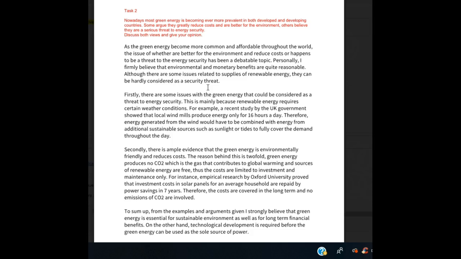requires certain weather conditions. For example, a recent study by the UK government showed that local windmills produce energy only for 16 hours a day. Therefore, energy generated from the wind would have to be combined with energy from additional sustainable sources, such as sunlight or tides, to fully cover the demand throughout the day.